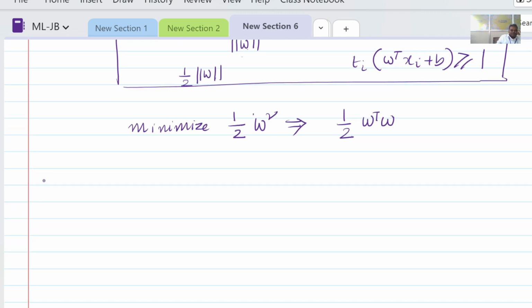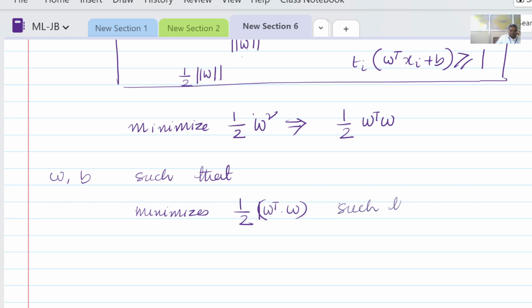So the SVM problem can be stated in a single line. We want to find W and B such that the hyperplane minimizes half W transpose into W, subject to the condition Ti into W transpose into Xi plus B is greater than or equal to 1. This is the SVM mathematical formulation.